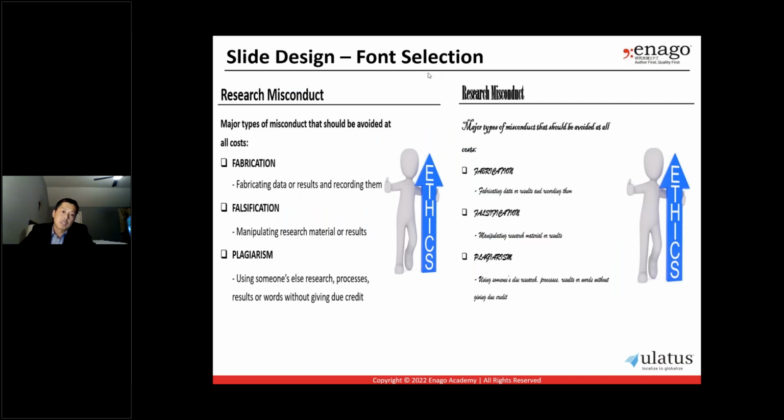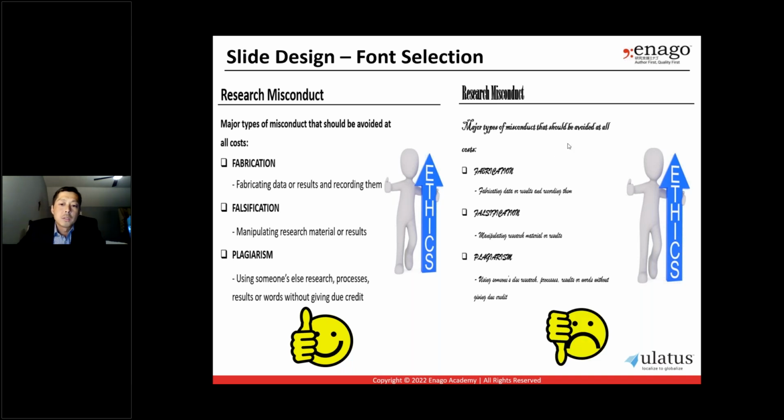You can see on the left, it's very easy to read, as opposed to the right side, where the font that was chosen was really not viewer friendly, and it's really hard to understand what's going on there.